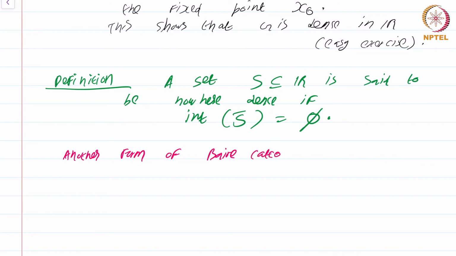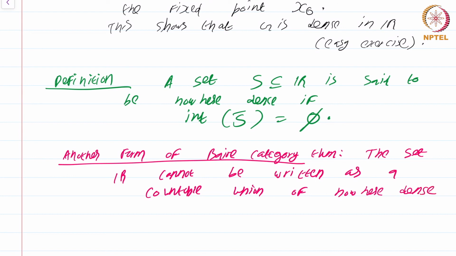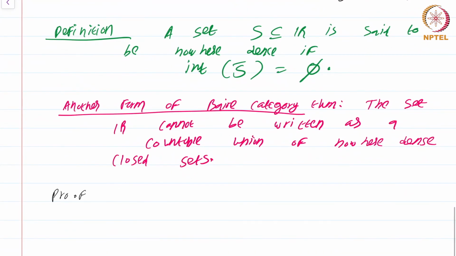So there is another form of the Baire category theorem that states the following. The set R cannot be written as a countable union of nowhere dense closed sets. Okay, and the proof is left as an easy exercise for you. This will be just translating terminology and using the previous version of the Baire category theorem. So the proof is an easy exercise.